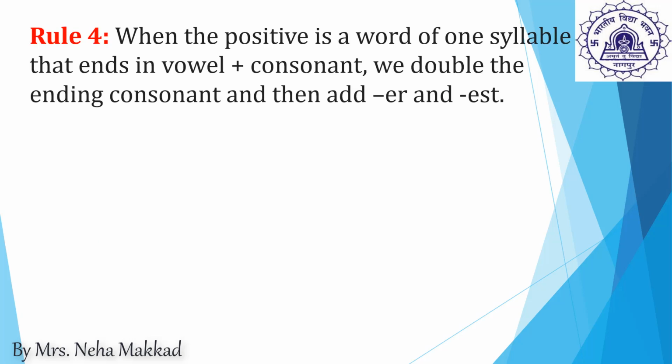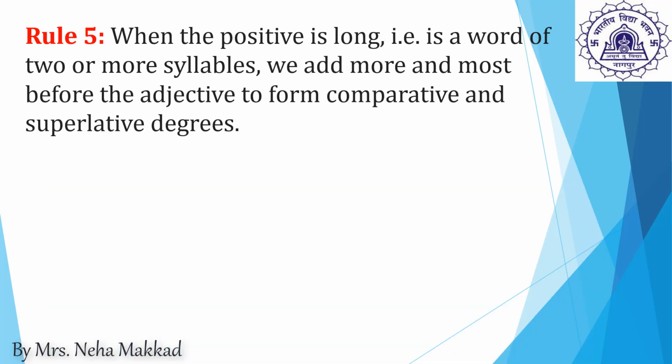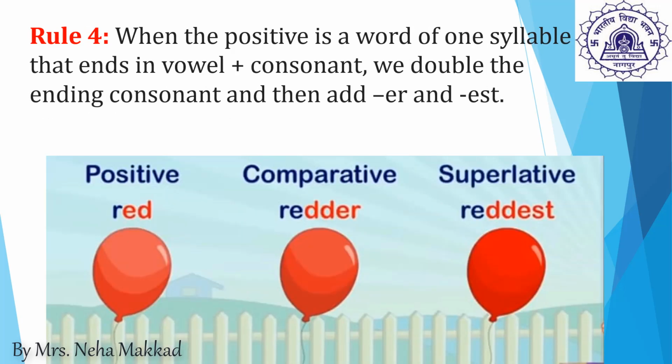The next rule says that when the positive is a word of one syllable that ends in vowel plus consonant, we double the ending consonant and then add an ER and EST to it. So let's see the example of this rule. As you can see, children, red, it's ending in D. So in the comparative degree, we double it: redder and reddest. So a double DER and a double DEST.